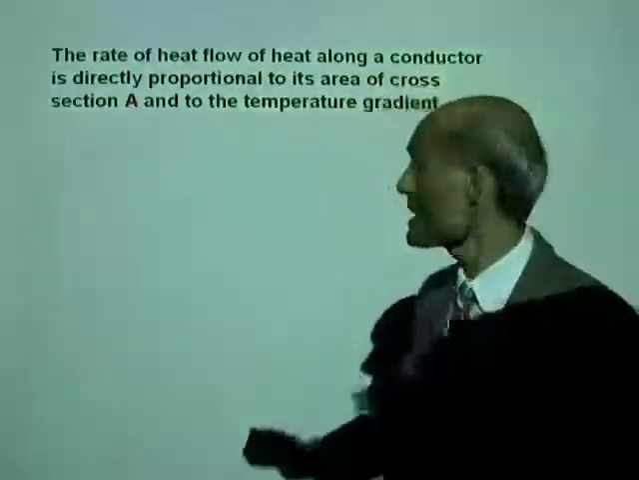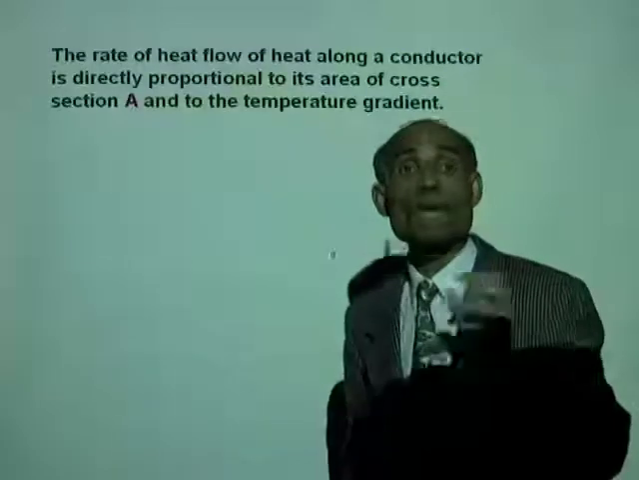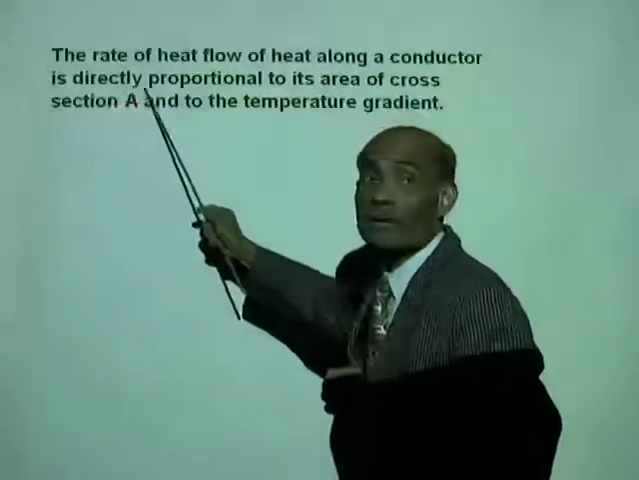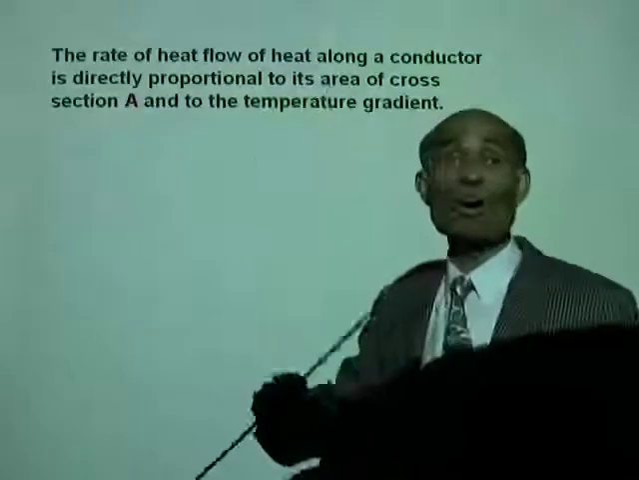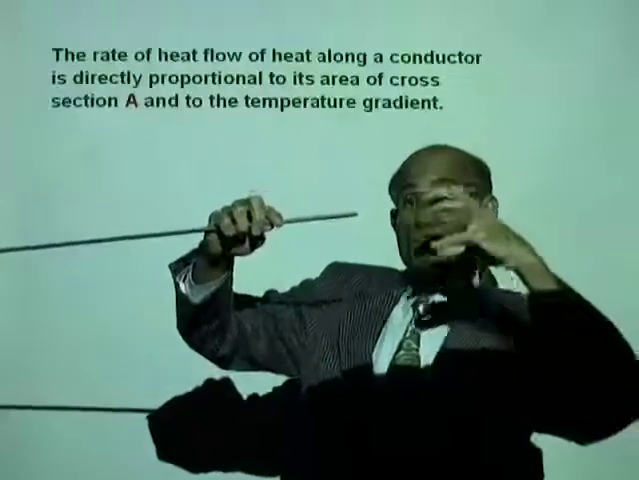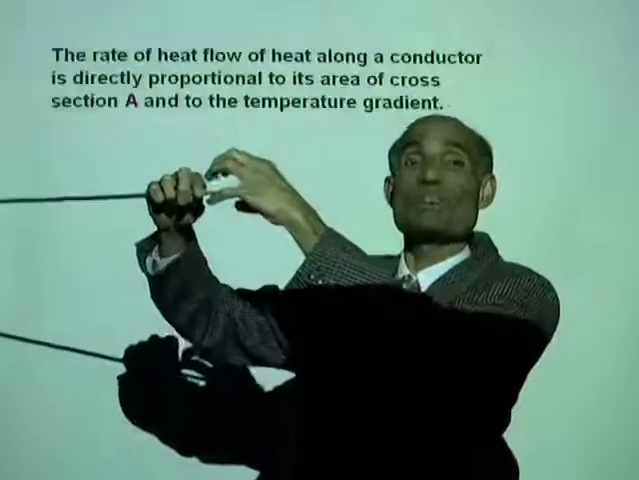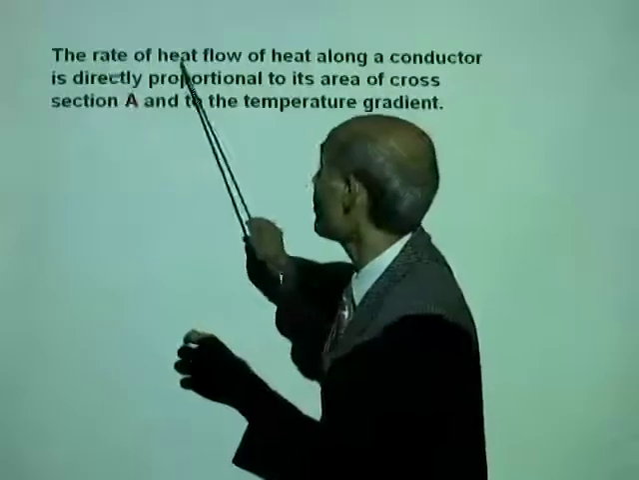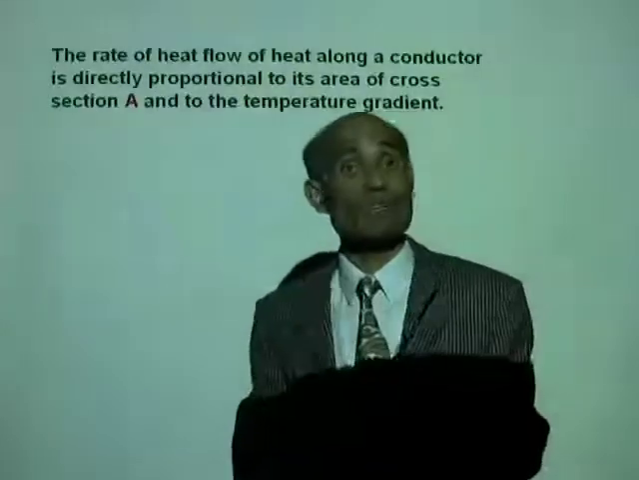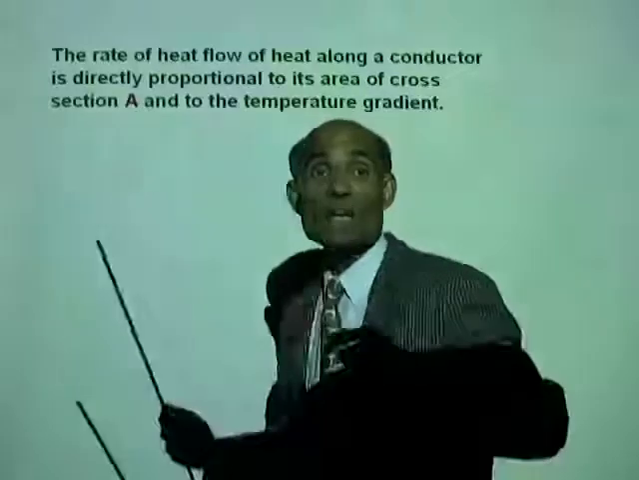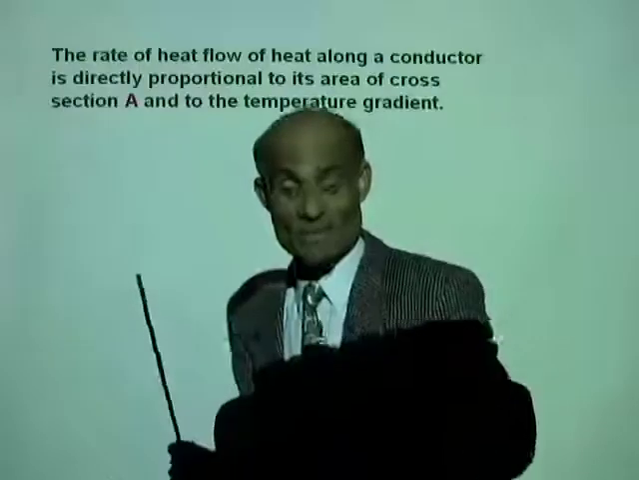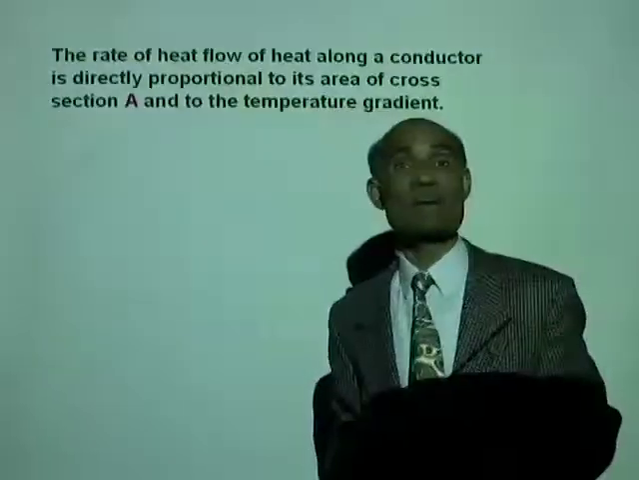So putting these together, we can make this statement. The rate of flow of heat in a conductor is directly proportional to the area of cross-section. Greater is the area of cross-section, greater will be the amount of heat that crosses it. So the rate of flow of heat is directly proportional to the area of cross-section A, and also it is directly proportional to the temperature gradient. Now, how will you write it as a mathematical equation?